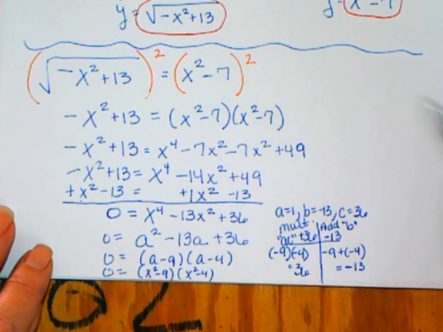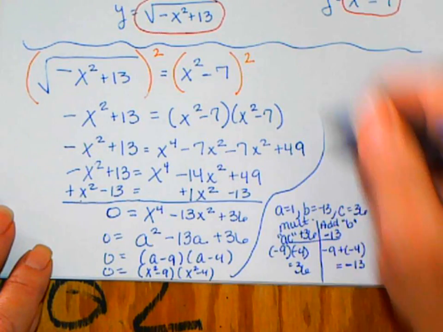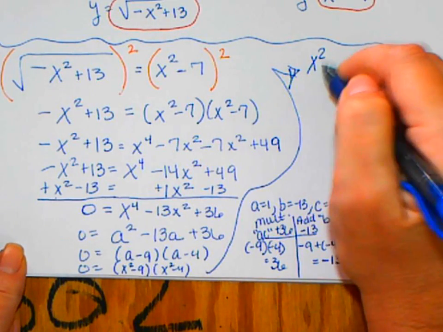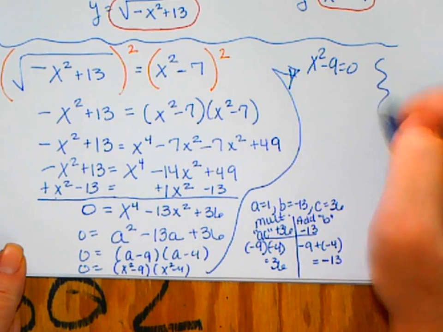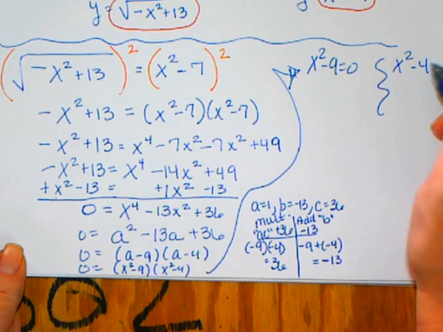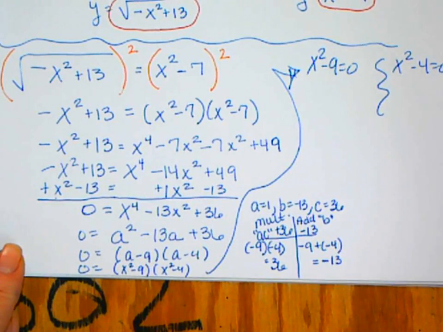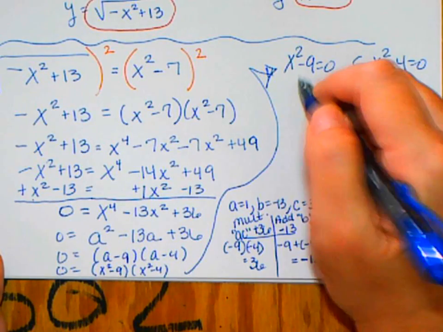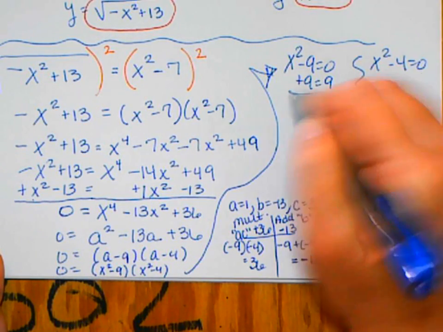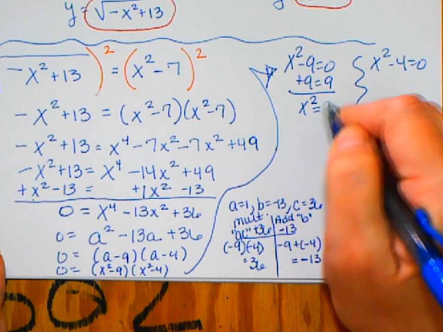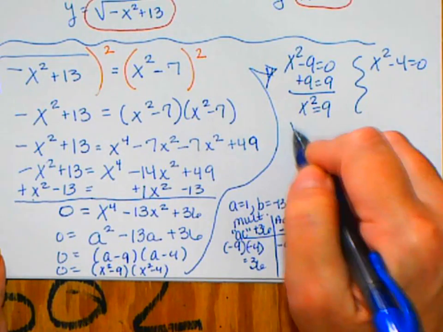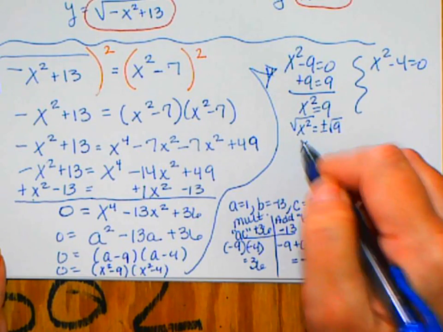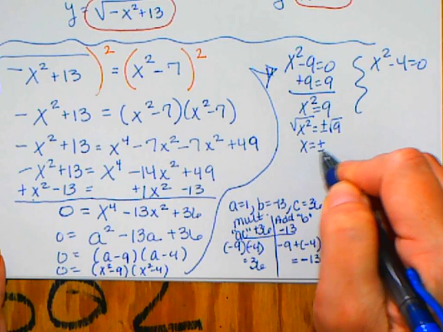Now, let me come over. Don't you have to square root? Yeah. Well, first I got to set them equal to 0, right? X squared minus 9 equals 0. And x squared minus 4 equals 0. Because I have to figure out what x is. So I'll add 9 here. X squared equals 9. I'm going to take the positive and negative square root of 9. So x equals positive negative 3.